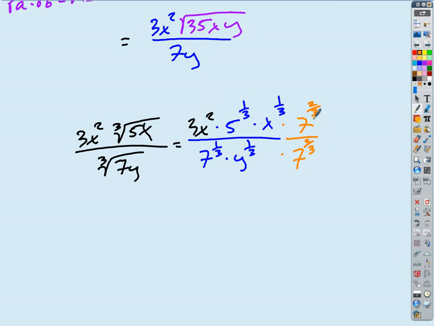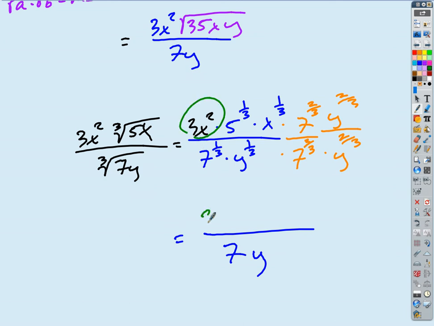Okay, so if I do that stuff, that's going to give me, on the bottom, my 7 to the 1/3 plus 2/3, so there's my 7. I've got to do the same thing for the y, right? I'm going to multiply by y to the 2/3 over y to the 2/3, which just gives me my y on the bottom. Now on the top, I've got all this stuff out front, and that's still there. Okay, but what about this?